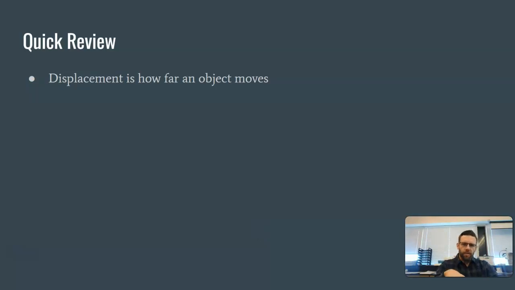All right, so let's just do a quick review. We have displacement. That's how far an object moves, or more specifically, how far does it go from where it started to where it ended? Okay, so I think we can all imagine situations where somebody runs from one place to another, a ball is thrown from one place to another, whatever your interest is.